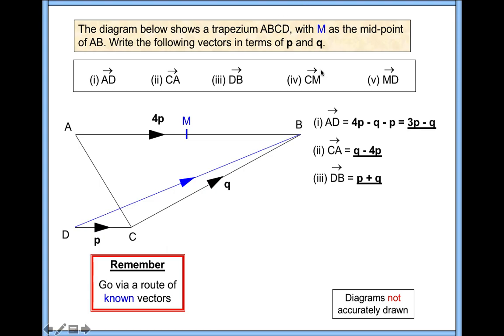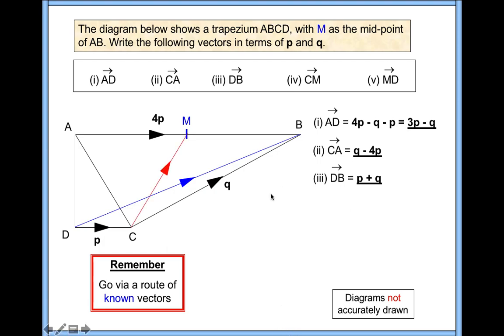Now we will speak about vector CM. Where is CM? Yeah, C to M. That means I have to draw a line from C to M. And what is M? M is a midpoint of side AB. So we have to join C to M. So to find vector CM, I will draw the line, students.